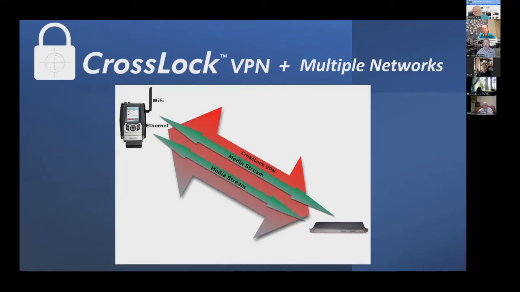But wait, there's more. What if I have multiple networks on both sides? Well, it'll manage those as well. So I could have 2 or 3 networks on the rack mount side. I could have 2 or 3 networks on the portable side. All of those media streams, all of those networks, all of those data connections are being managed by that really sophisticated adaptive management engine within the Crosslock VPN. It's all exciting stuff. It's very boring, but it's exciting.